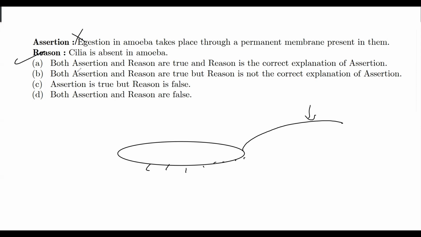B, the reason, is true. So assertion is true and the reason, no, assertion is false. I think there's some problem with this. Cilia is absent in amoeba. Cilia obviously is not there. Cilia is present in paramecium. So I think there may be a printing error. As of now, I can say that the assertion is false and the reason is true. The statement of the reason is true: cilia is absent in amoeba.